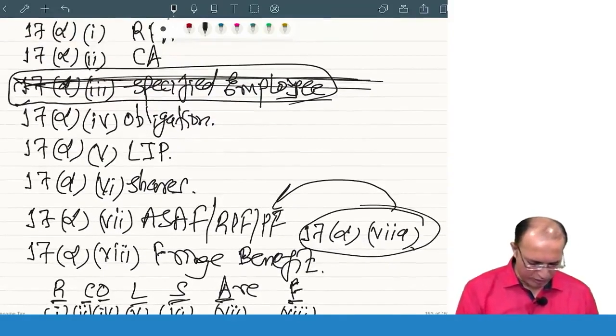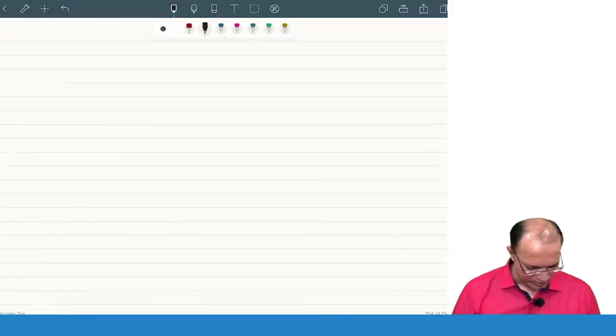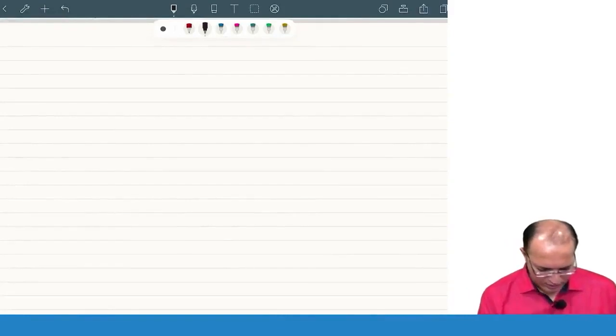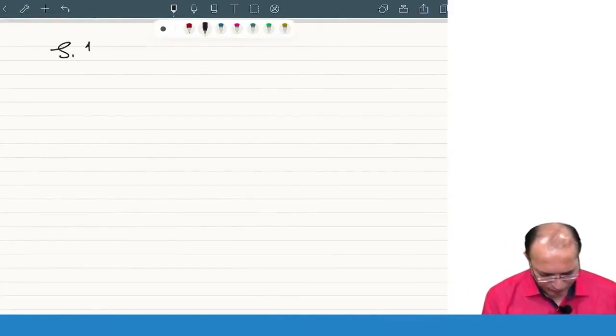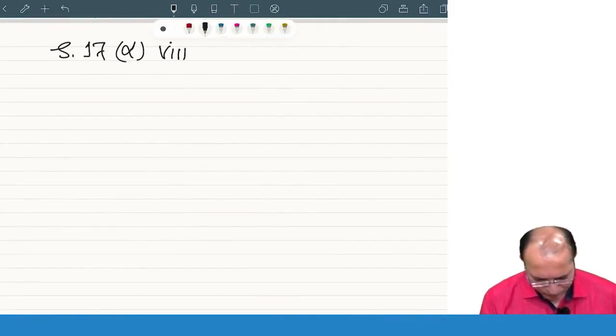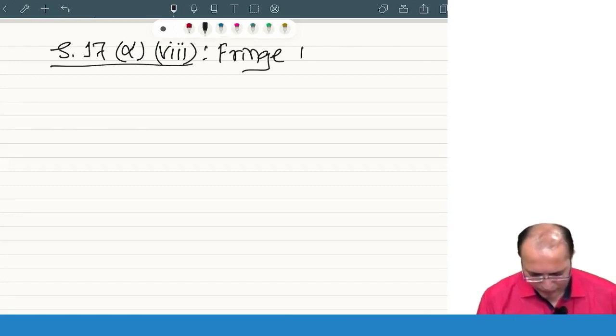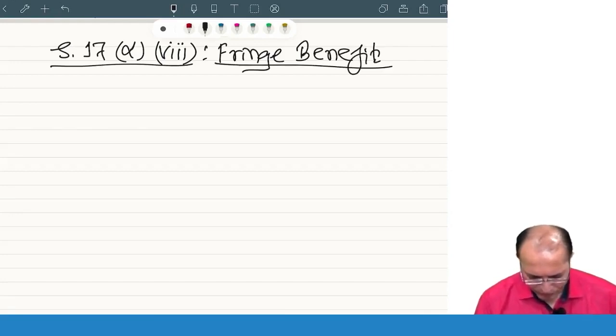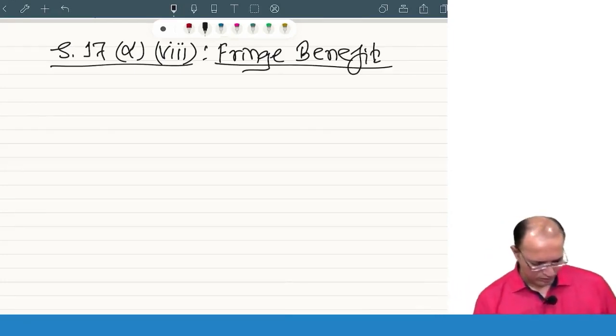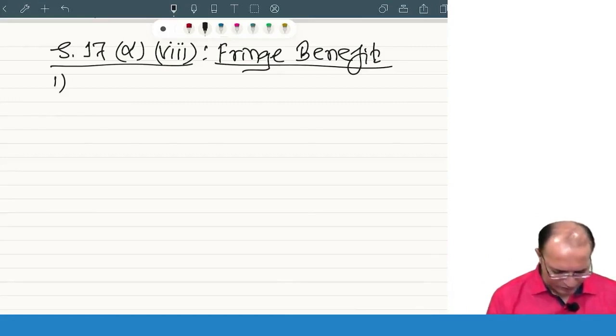Similarly, I have one more dialogue for 17(2) clause 8, fringe benefit. We discussed how many points in fringe benefit? Do you recollect? We have discussed 8 points.